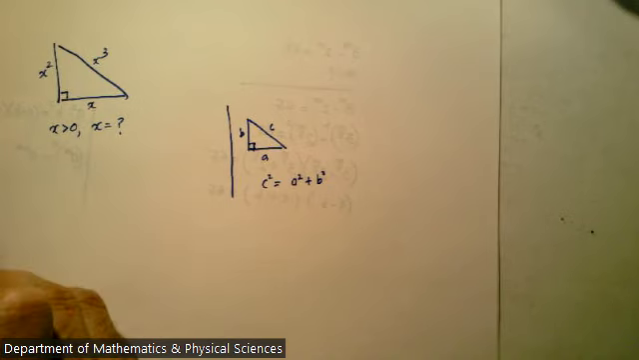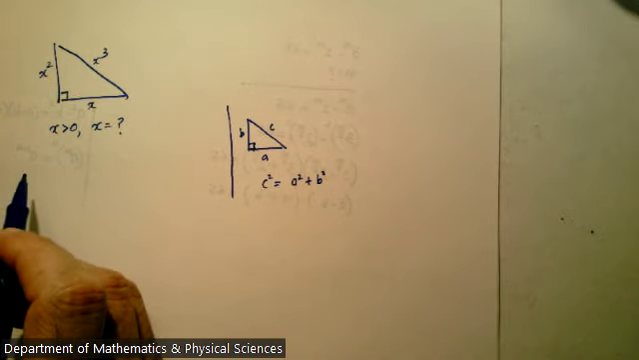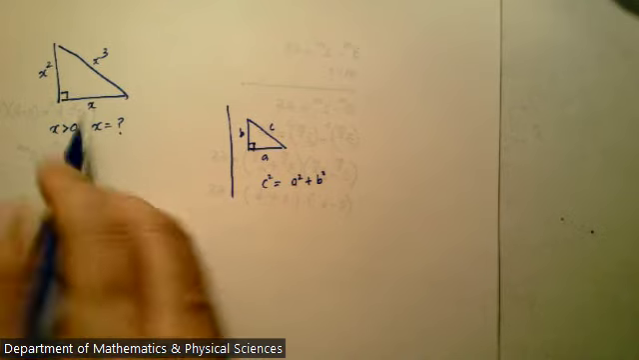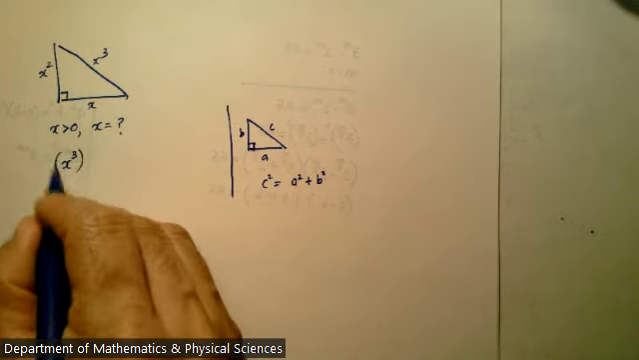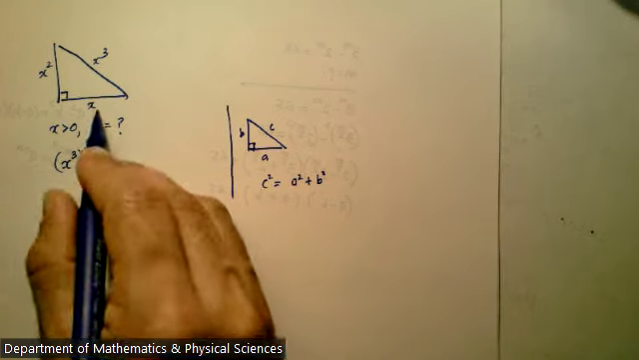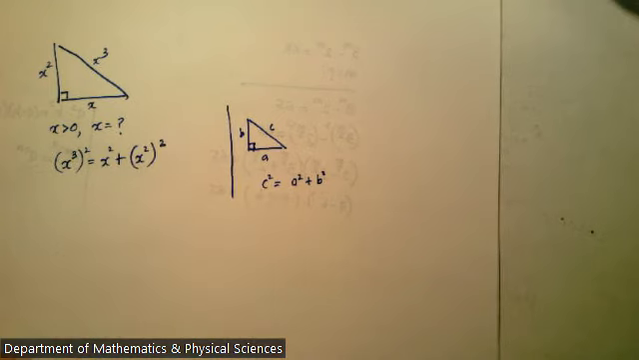Using that, if we write down for this triangle, it will be x cubed, which is our hypotenuse. The square value of that should be equal to the sum of the square values of the other two legs. So it should be equal to x squared plus x squared, entire thing to power 2.